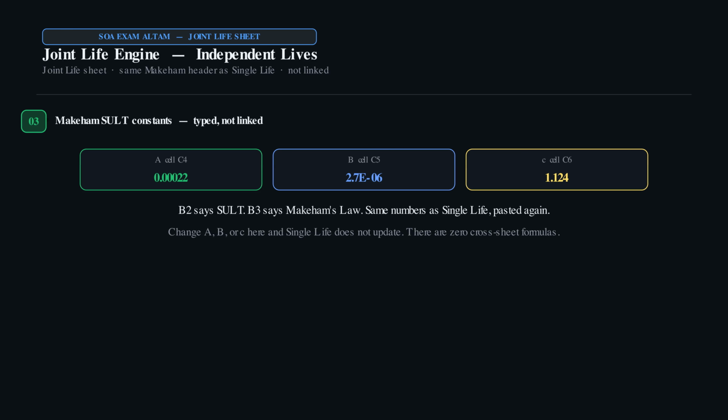Makeham A is 0.00022. B is 2.7 times 10 to the minus 6. C is 1.124. Those are the standard ultimate survival model constants. The joint life tab pastes them. It does not read the single life sheet. If you edit one tab, the other stays put.